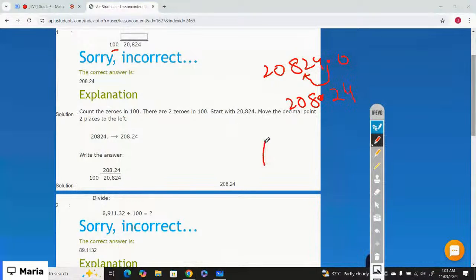You can see by dividing. Let me just divide 20824 by 100. Okay, 100, we have to look for the three digits, right? Because the divisor is three digits. So 100 we can go for 100 times 2. That is 200, right? When you subtract, that is 824.